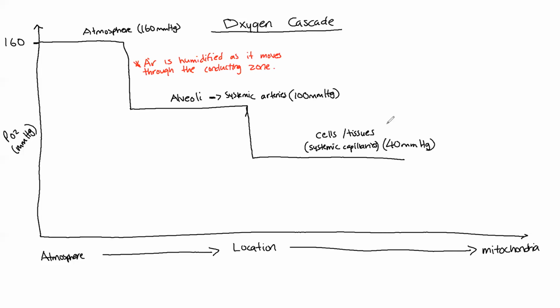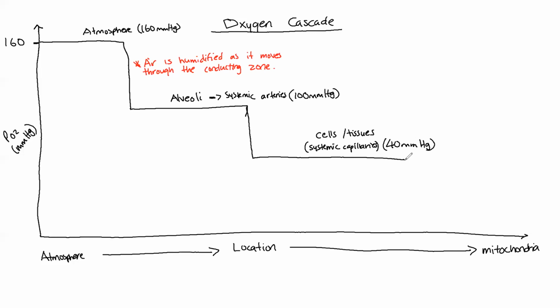Okay, and that is really owed to the idea that we are now offloading that oxygen into our cells and tissues. And so we talked about this idea. That was the whole premise of Henry's law, right? The proportional relationship between the number of gas molecules and the partial pressure. As we lose those gas molecules, our partial pressure decreases. Okay, so that explains the second drop off that we see here.